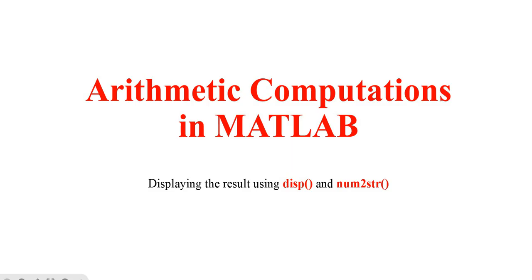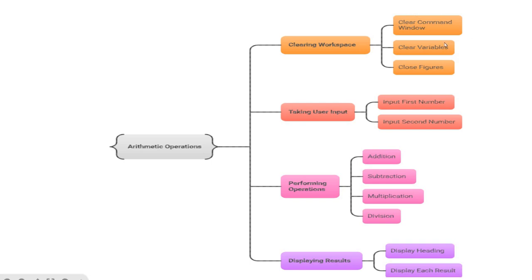We begin by clearing the command window and workspace using clc and clear all, and we'll use close all for closing the figures. Then we'll ask the user to enter the two numbers with the input function, the first number and the second number. Then we'll perform the arithmetic operations like addition, subtraction, multiplication and division, and here we will use disp along with the num2str commands to show the results in a clear and simple format.